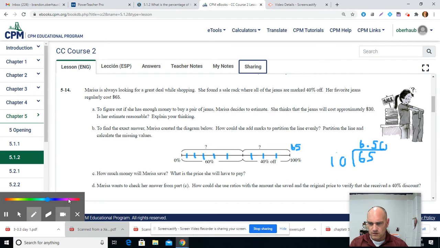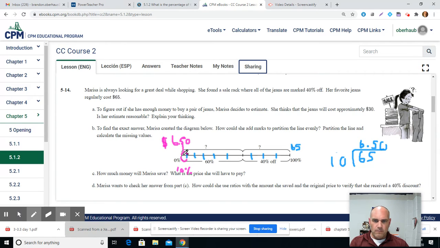All right. So just kind of an idea right here. So I'm going to show this. So I know that every chunk, that little chunk, is worth 10%. I also know that that little chunk is going to be worth $6.50. So there's my $6.50.